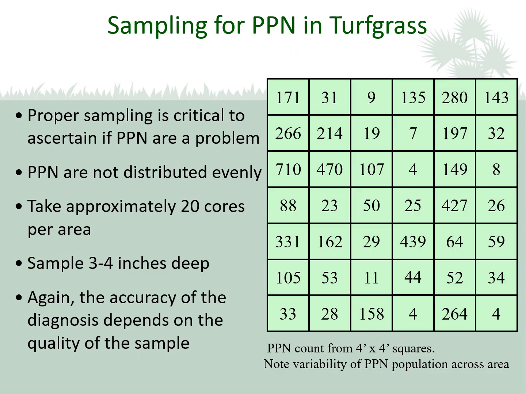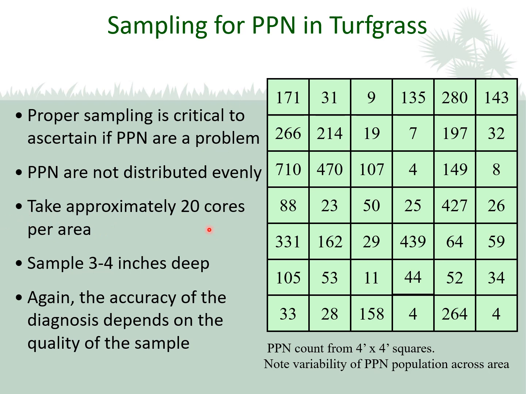Here we're looking at nematode counts from 4-foot squares over a larger area to show you how uneven the population densities are and why it's critical to sample correctly. You can see here in this 4x4 area we had a count of 470 nematodes. But here, just 4 feet away, we only had 4. And another 4 feet away we had 439. That's why you need to take those 20 core samples.